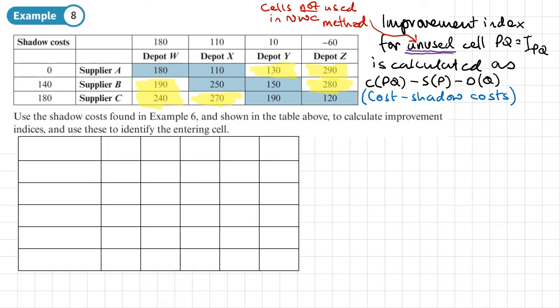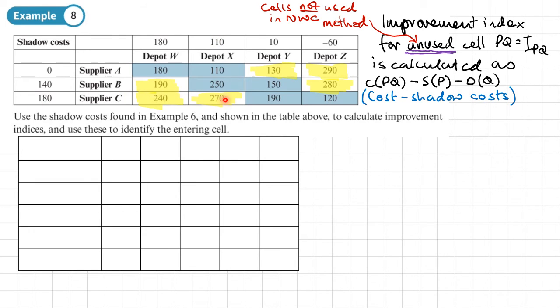index. And the way that we calculate an improvement index for any particular cell, which we write as I sub PQ, improvement index for PQ, is the cost of PQ, so that would be this number here, and we subtract the values of the shadow cost. So here I will do 190 minus 180 minus 140. For this cell, for example, I would do 240 minus 180 minus 180. So we are going to get negatives. 270 minus 110 minus 180.